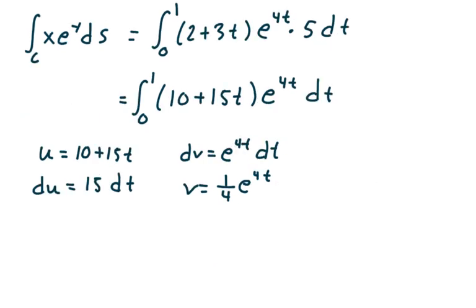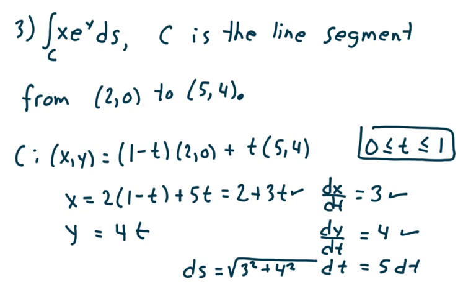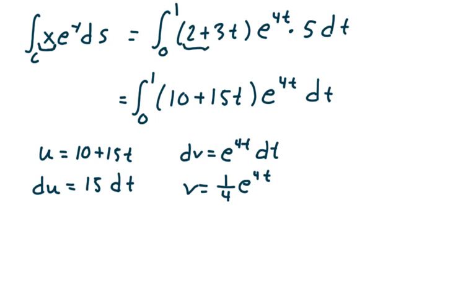Now, the integral over c of x e to the y ds is the integral from 0 to 1. Now notice, I'm going to replace x with 2 plus 3t. So that's where x is. That's here. Straight substitution. y is equal to 4t. And then ds, that's this piece, is 5 dt right here. So this piece is ds. And remember, t goes from 0 to 1. So my lower limit is 0, my upper limit is 1.